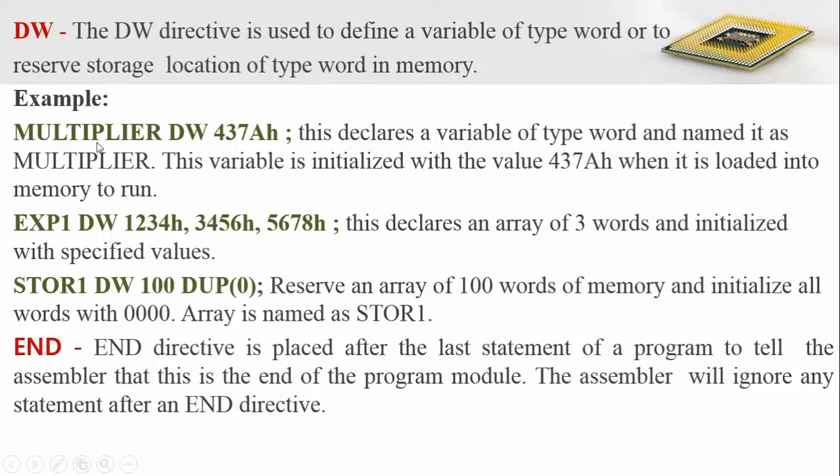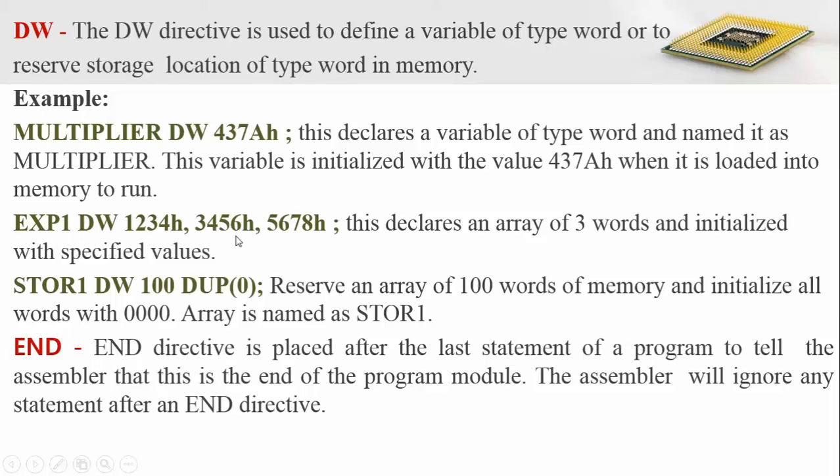Okay, example: multiplier DW 437AH. This will allot 2 consecutive bytes in memory, labeled as multiplier, and in that 16 bits we store this value. Using that 16 bits of information, or 2 consecutive bytes, we can store this value. Next, EXP1.